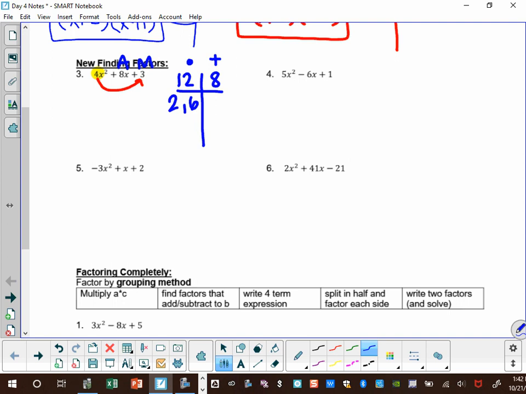All right, look at number 4. I don't like that 5, okay? I'm going to have to swing that 5 to my 1. I'm still in my AM method. So this time, this 5 is going to be multiplied to 1. So I need two numbers that multiply to give me what? 5. That's 5 times 1. That's what I just swung. And then I need two numbers that add to give me what? Negative 6.